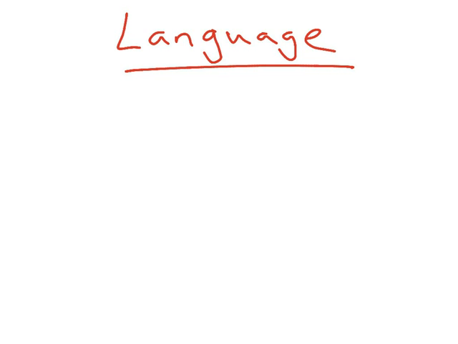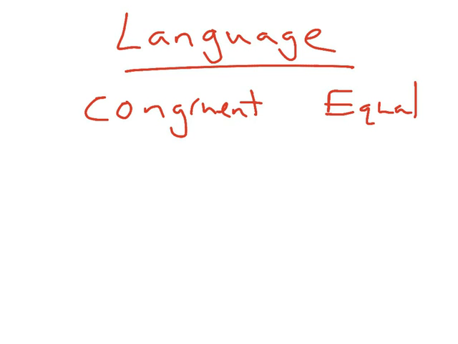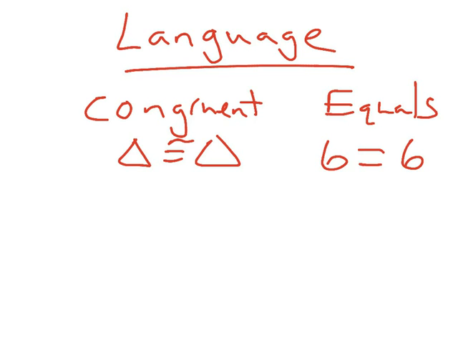Just a last quick comment about language. There are some very specific terms, and words really matter. I'll give you an example. The word congruent refers to things, whereas equals refers to numbers. So you could say a triangle is congruent to another triangle. They're things, but 6 is equal to 6. They're numbers. Numbers are equal, things are congruent.